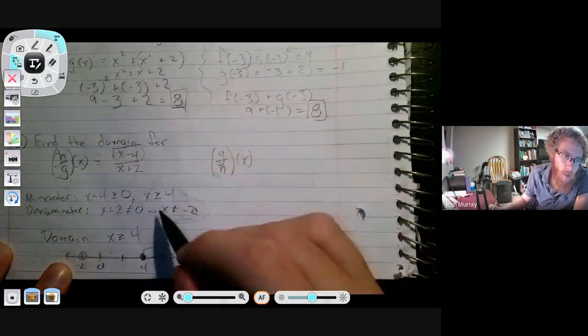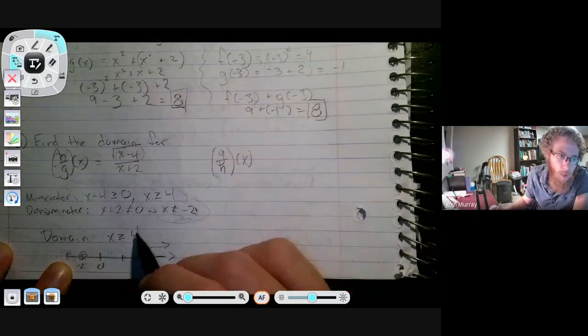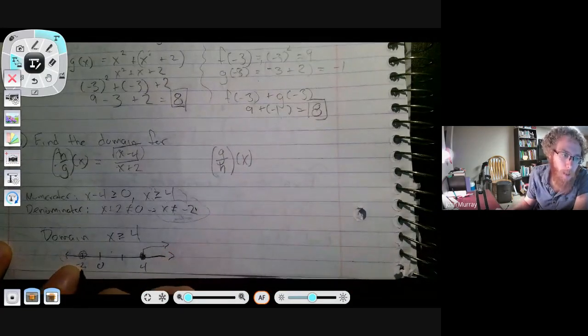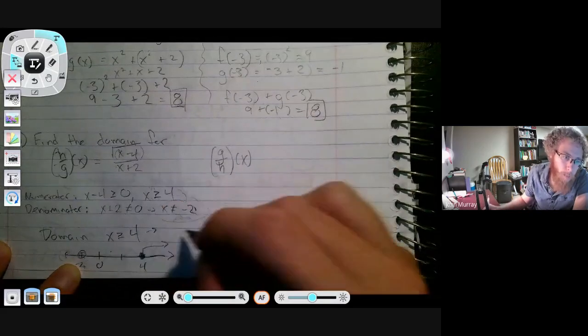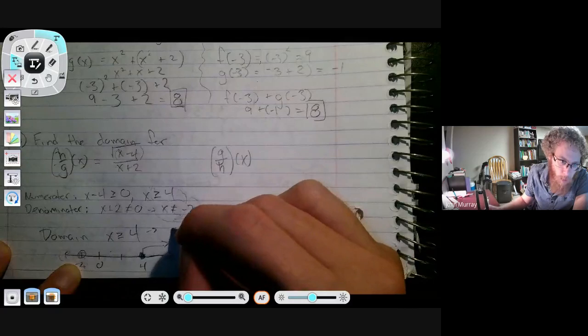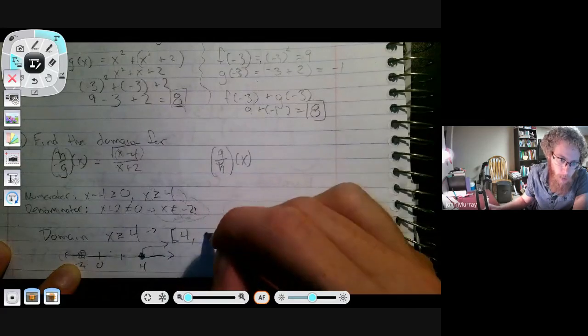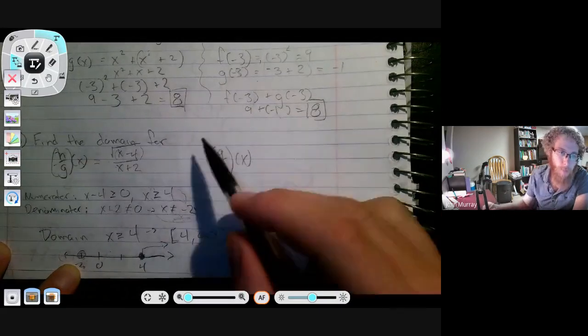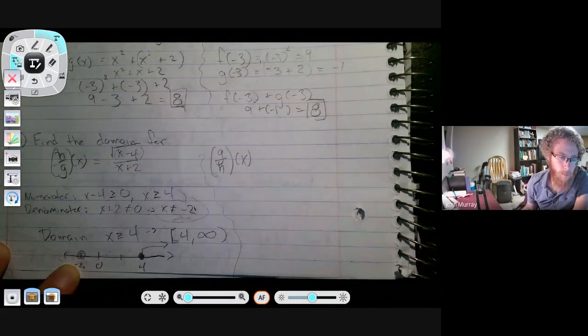If this was switched, if x was less than or equal to 4, okay, then I'd have to state that it can't be -2 as well. All right. We can also show this in our interval notation, right? I can say from 4 to positive infinity. All right, so that's the first example there.